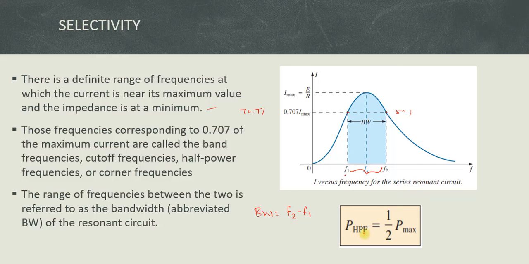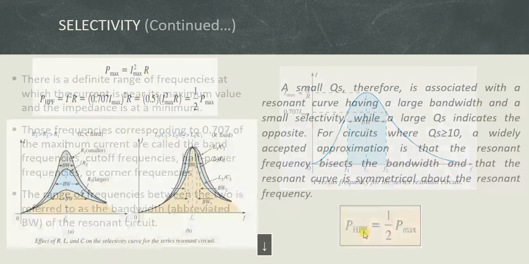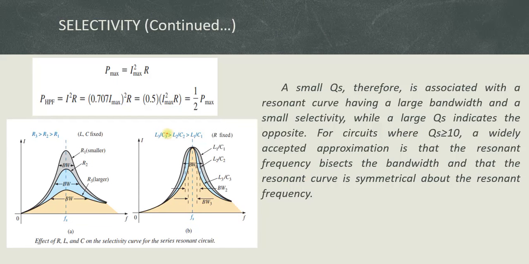So half power frequency means, what is the maximum power transferred? We know that it is P max. At half power frequency, only half of the power should be transferred in the circuit. Now we know that P max is equal to I square max into R. I is 0.707 of I max. So substitute this value: if I square this 0.707, the resultant value is equal to 0.5.